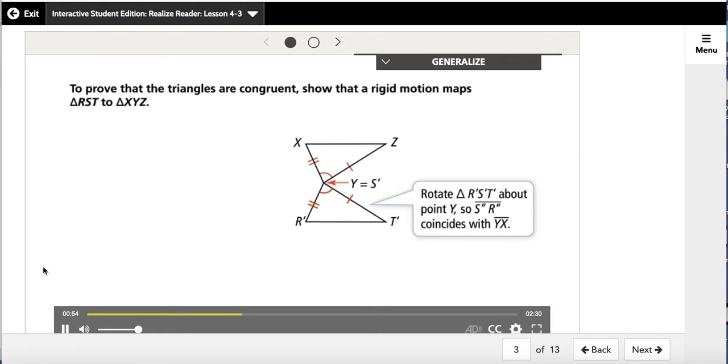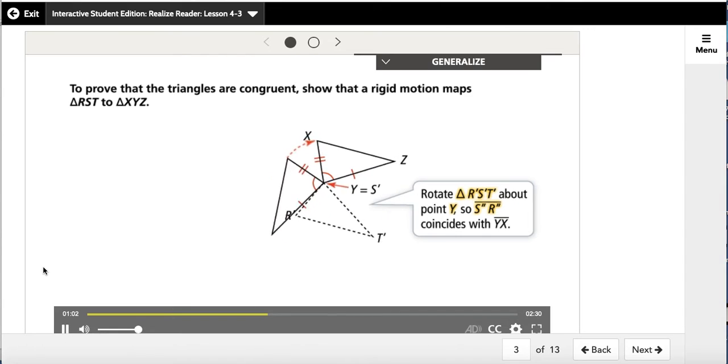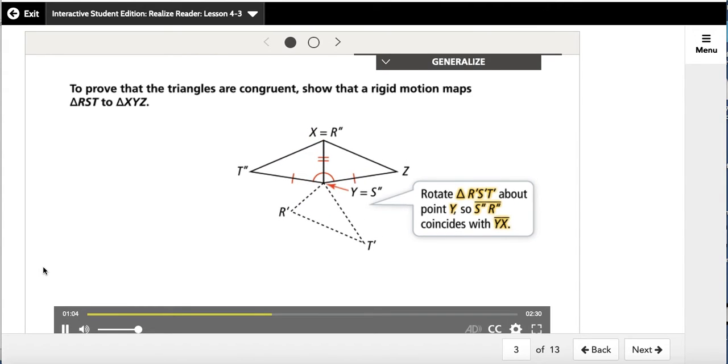Now, rotate triangle R', S', T' about the point Y. So segment S double prime R double prime coincides with segment YX. Since rotation preserves length, the length of segment R double prime S double prime equals the length of segment RS equals the length of segment XY. So point X equals point R double prime.